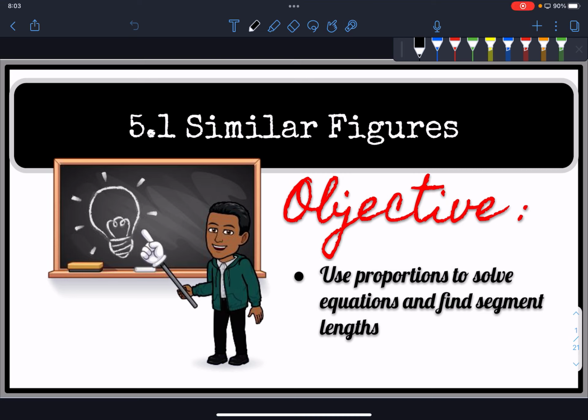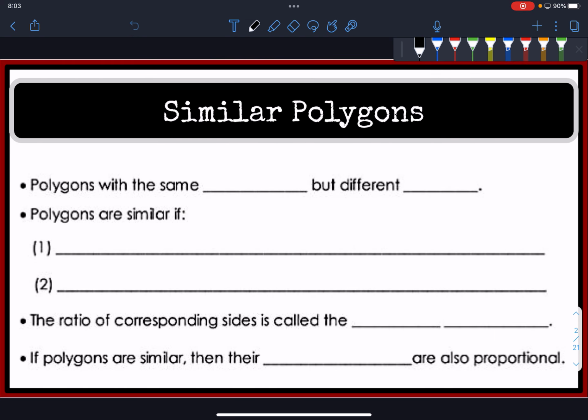Hello, in lesson 5.1, similar figures, you'll learn to use proportions to solve equations and find segment lengths. Now, polygons that have the exact same angles but are different size are called proportional. Those things are similar polygons that are proportional.